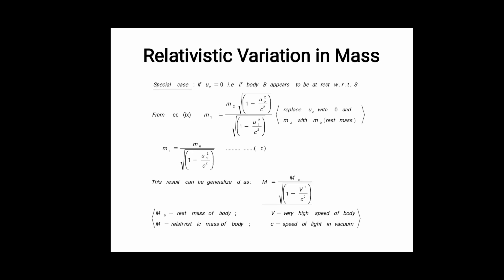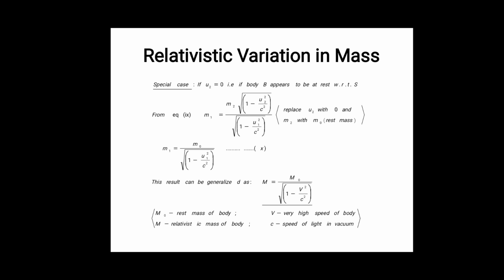Consider the special case if u2 is equal to 0, that is, if body B appears to be at rest with respect to the stationary frame S, replacing m2 with m0. m0 means the rest mass of the body. When the body is not moving, its mass is said to be rest mass. Replacing m2 with m0 in equation number 9, we can write m1 equal to m0 whole divided by under root 1 minus u1 square upon c square.